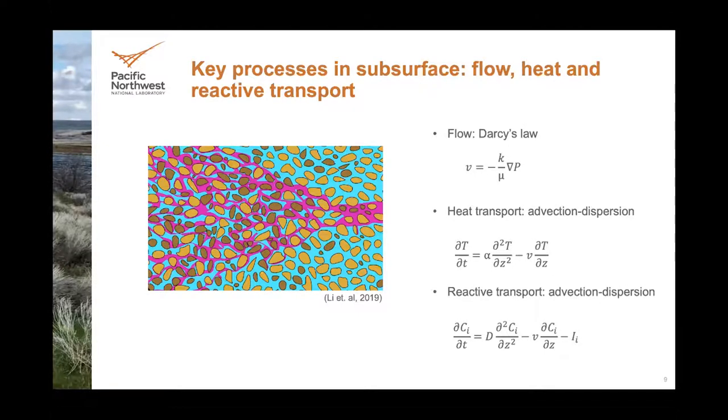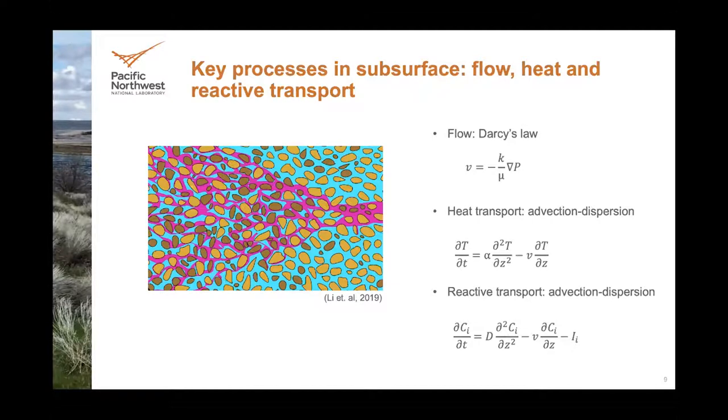And for the heat transport, the conceptual model of heat transport is kind of similar to that of groundwater flow. The difference is heat can conduct through the matrix. So we use the advection dispersion equation to describe the heat transport in the porous media. T here means temperature, and alpha is thermal diffusivity, and larger alpha represents a stronger dispersion, and V is velocity. Larger V means a stronger advection.